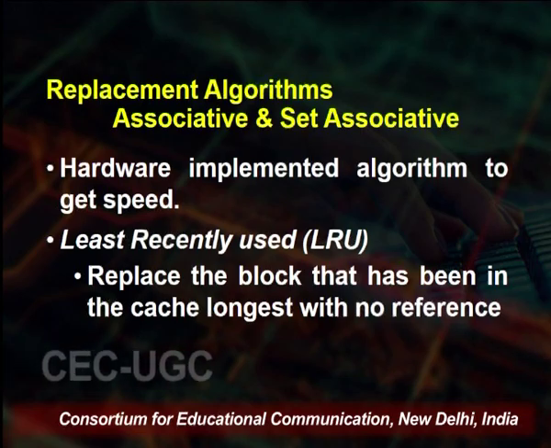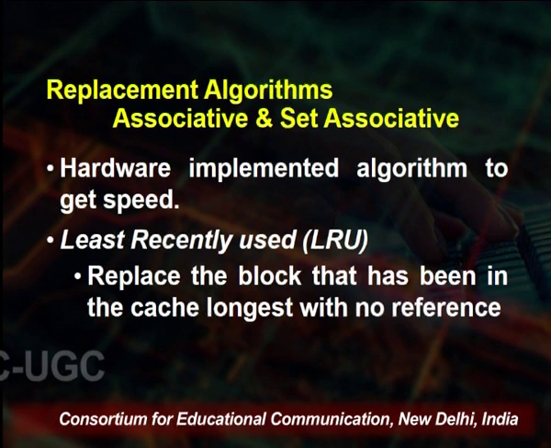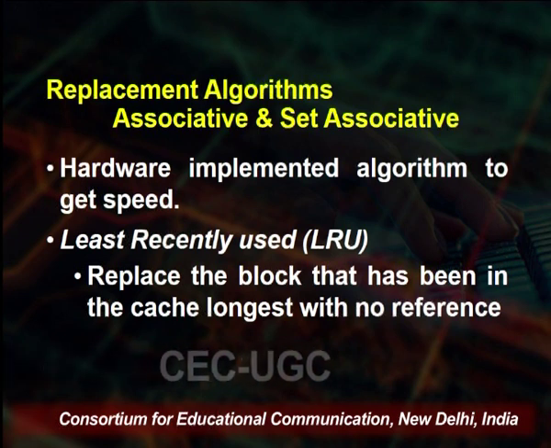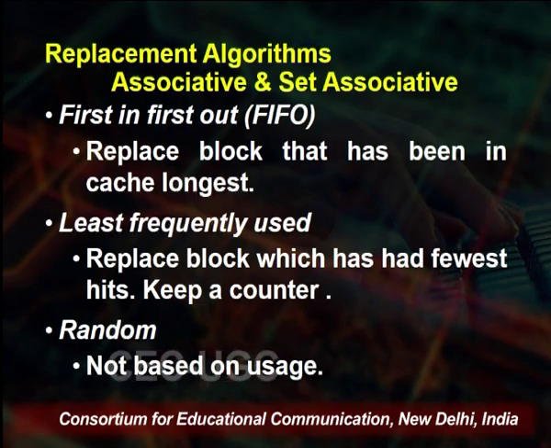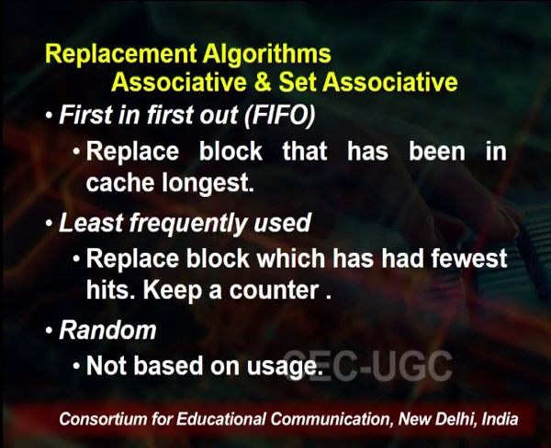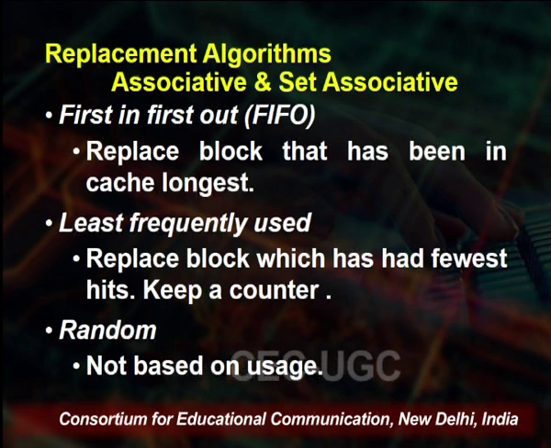The very first one is called the least recently used, or the LRU algorithm. The name itself suggests the block that goes out is the one which was the least recently used, which has had no reference. The next one we use is FIFO, which is first in, first out, and hence whatever was brought in first goes out first. The next one is the least frequently used, where we keep track of a counter, and whichever block has the least number of uses, we throw that block out. And the last, of course, is random, which is not based on usage. We just pick any block, remove it, and bring in the new block there.